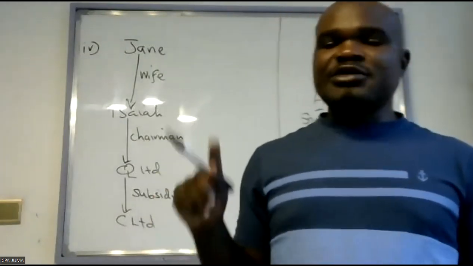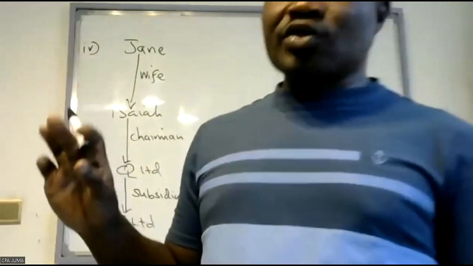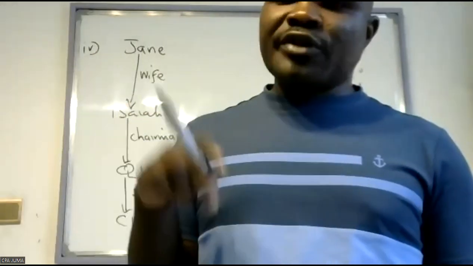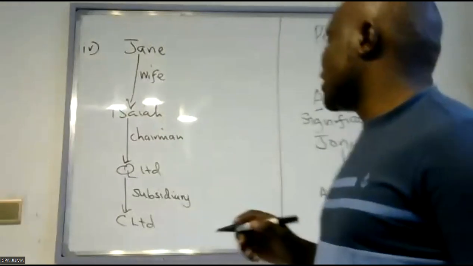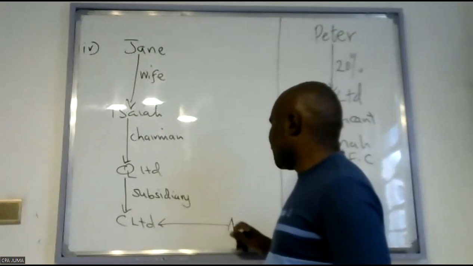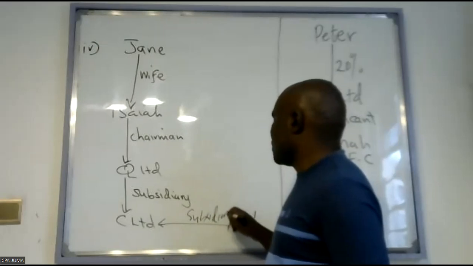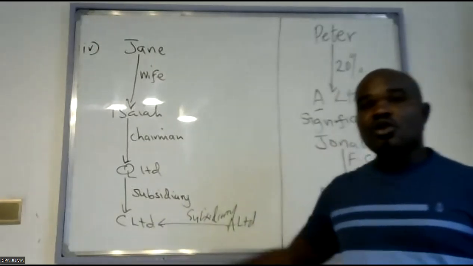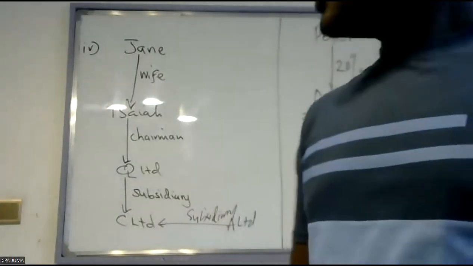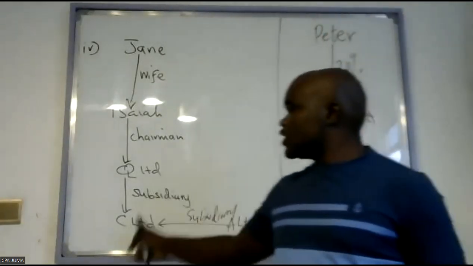Yes, A Limited is a subsidiary company to C. So C is the parent. If you check keenly, C is the parent of A. A was the subsidiary. So what connects C and A is that A is a subsidiary to C. Add that there. That is what is going to make A come into the picture. So A Limited is a subsidiary of C.